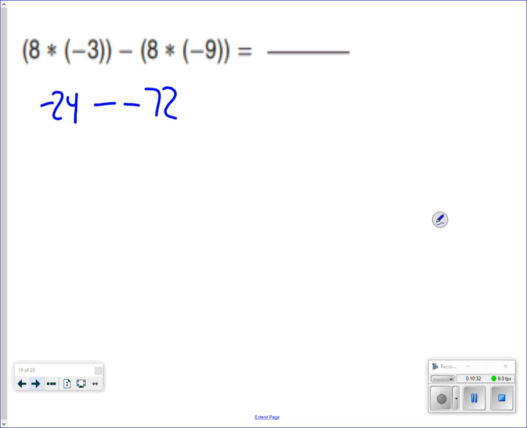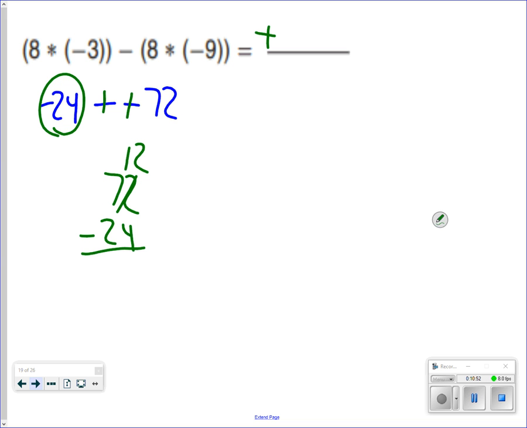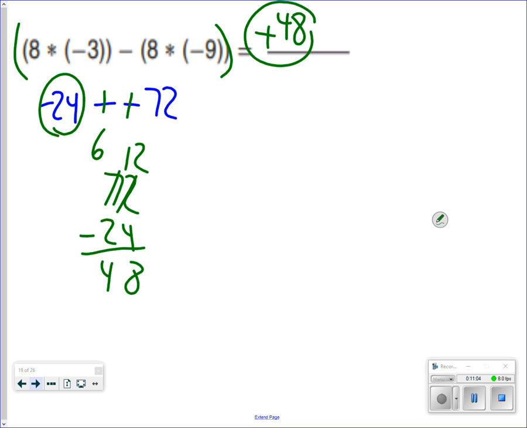Now watch. Simply leave, add, change. I'm going to leave, add, and I'm going to change this. So I have a negative 24 plus a 72. So that means my answer is going to be positive. Now I'm going to take 72, I'm going to take 24 away from it. Borrow, 12 minus 4 is 8, 6 minus 2 is 4. So a positive 48 for an answer. Now you're probably like, how on earth could you get that answer from this? Well, if you take it down step by step, it will make sense.